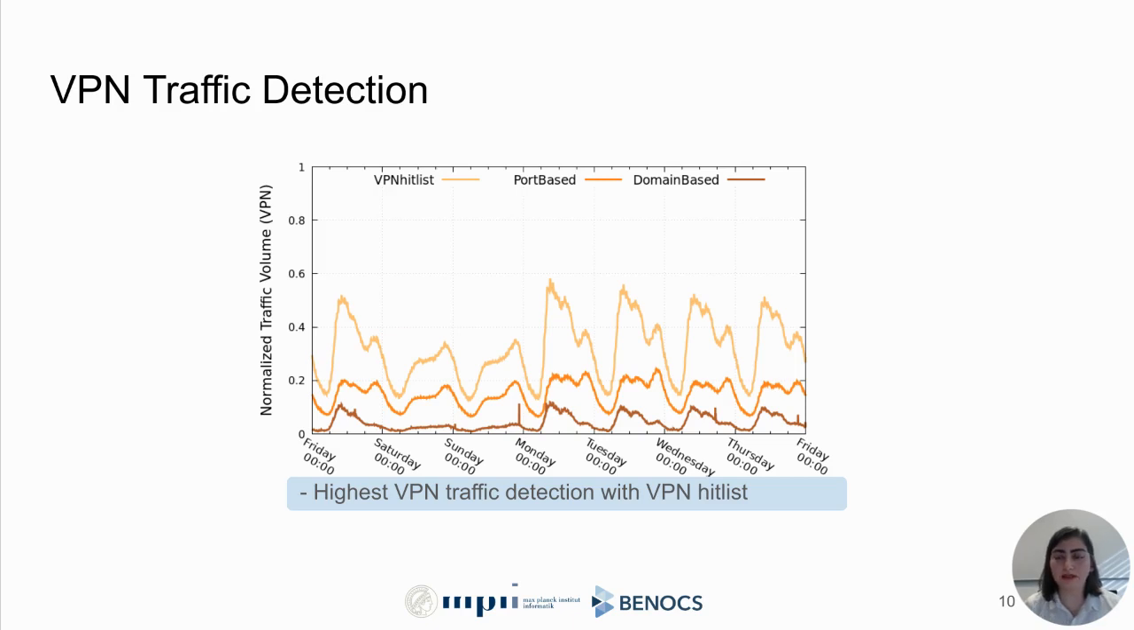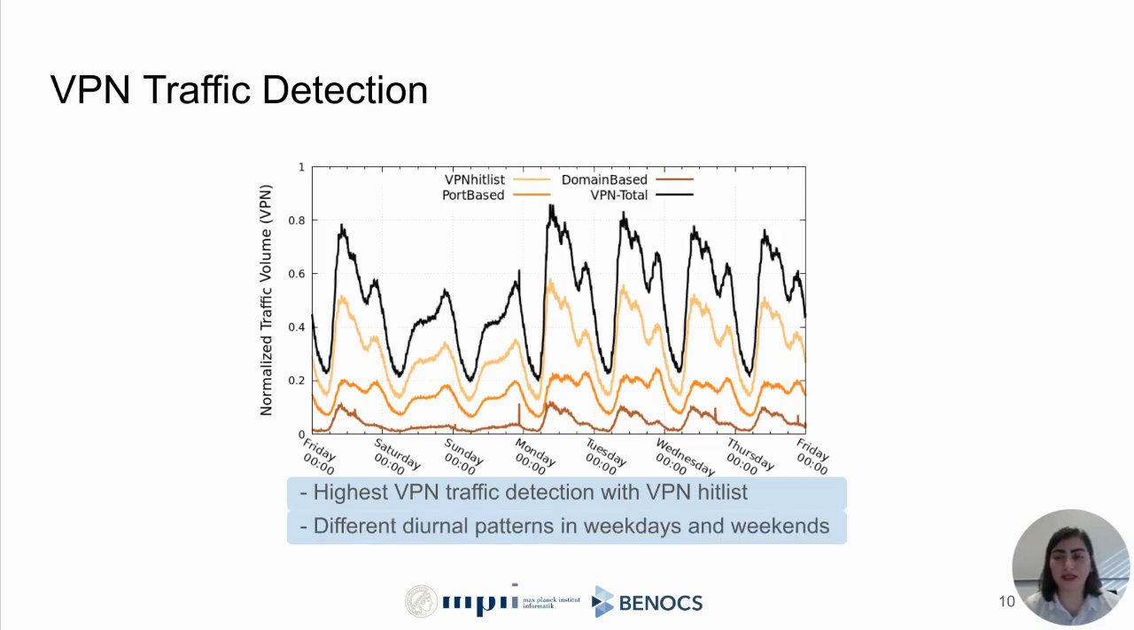When we take a look at the VPN traffic that is captured by all of these 3 approaches, namely in this black solid line here, we see different diurnal patterns in weekdays and weekends. Here you see that in the weekends we have the peak in the evening, and in the weekdays we have the peak in the mornings, which means that people go to work and they use VPN connections for their work, and in the weekends maybe they stream something in the evening.